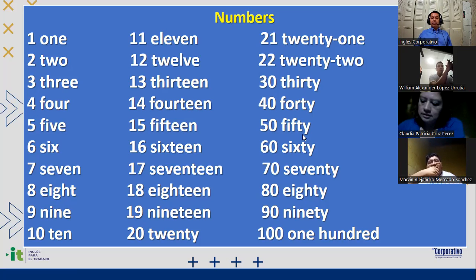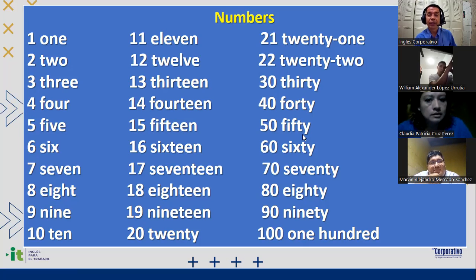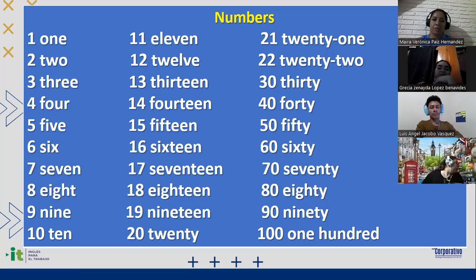Eleven, 12, 13, 14. Wait. 13. 13. 13. 15. 16. 15. 15. 16. 17. 18. 19. 20. 20 or 20, if you want to say, right? Grecia? Only you. Come on, Grecia.